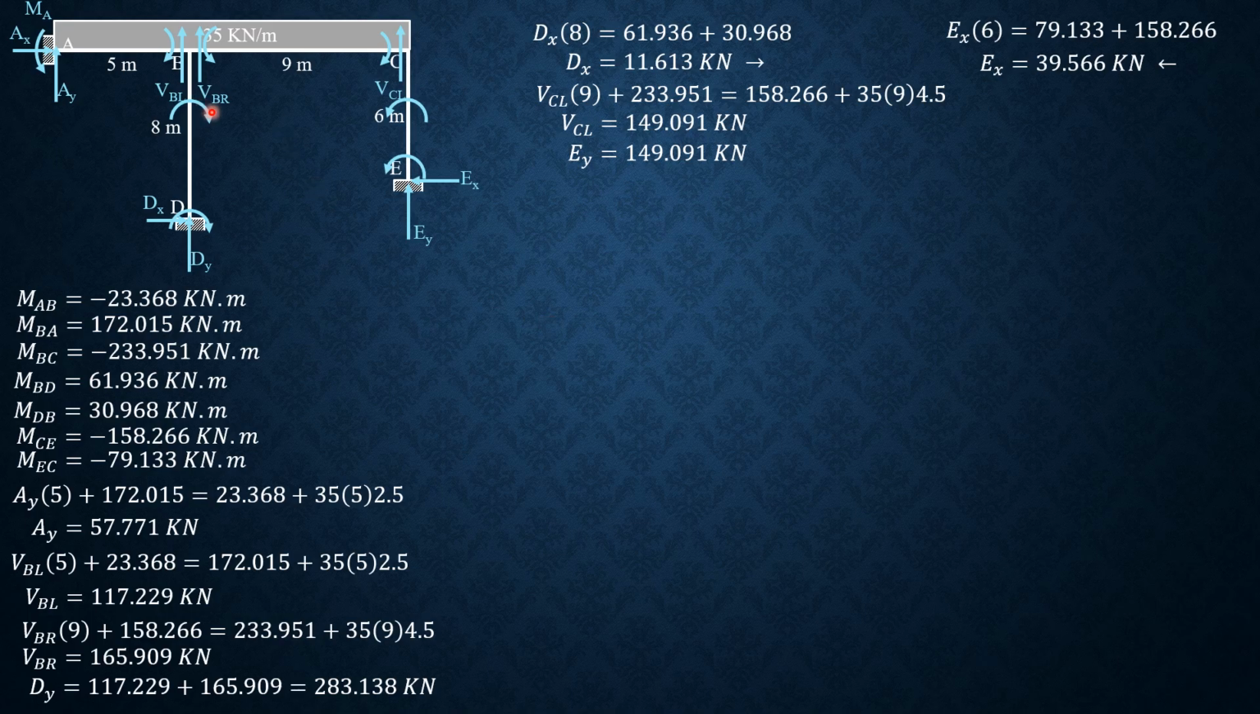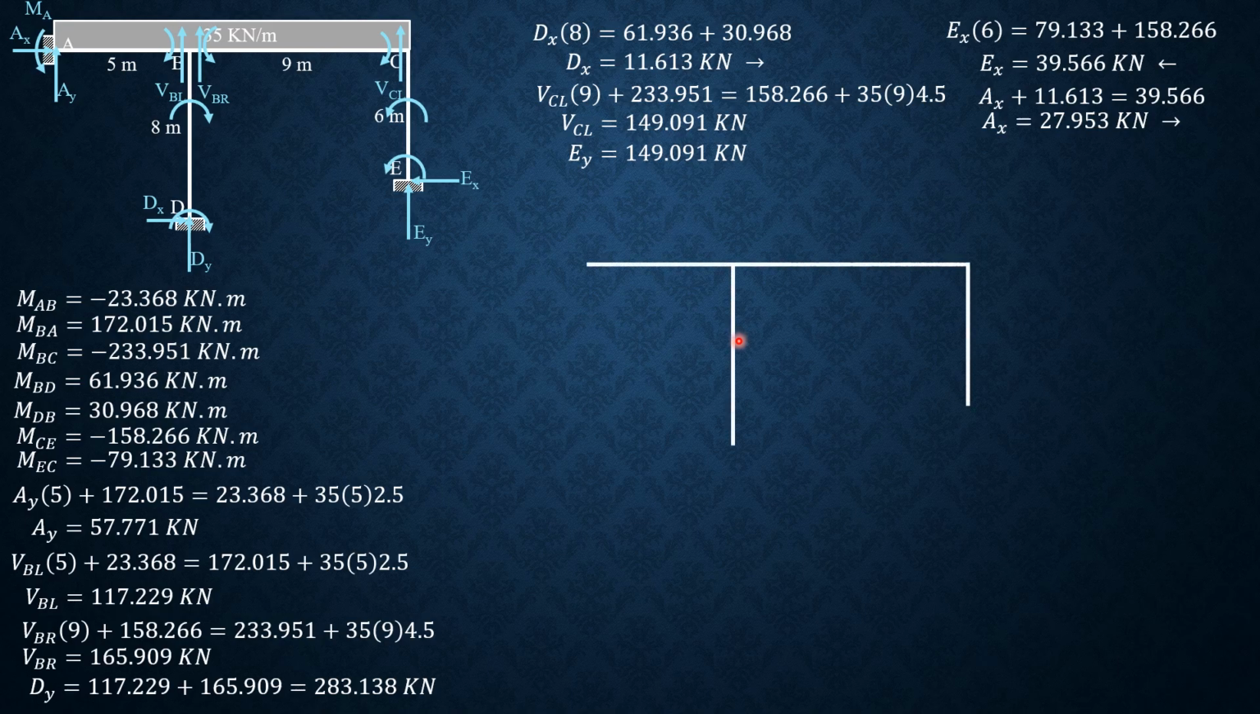So since we select right fibers as top fibers, then to solve for AX, we consider the whole system. AX plus DX equals EX. So AX is unknown, DX is 11.613 rightward, then equals EX, which is leftward, 39.566. So AX therefore is 27.953 kilonewtons rightward.